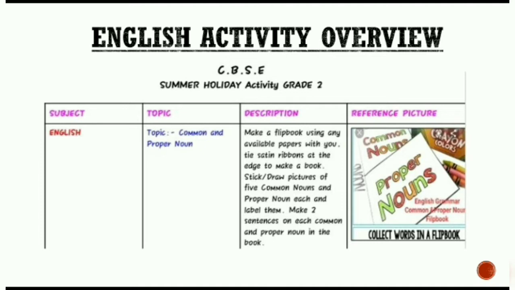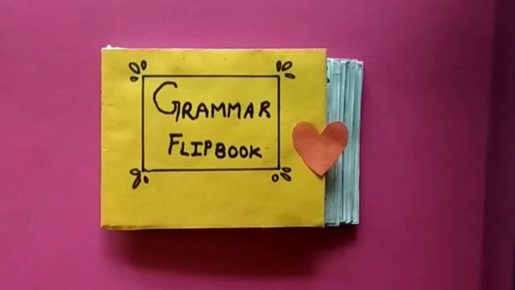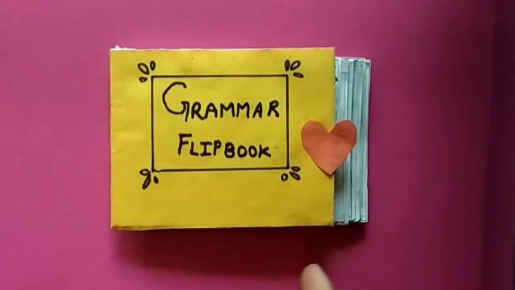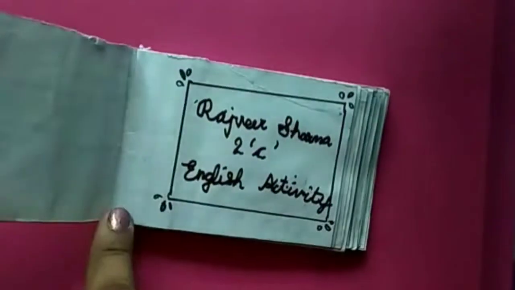In this activity, I have used A4 sheet paper with sketch pens. This is the homework for grade 2 students, where they have to make a flip book using 5 examples for common noun and proper noun, using images or by drawing. So I have made this with A4 sheet.